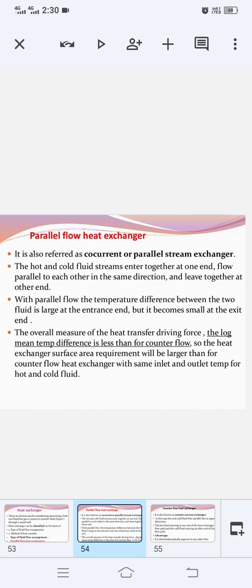Then the overall measure of the heat transfer driving force, the log mean temperature difference, is less than for counter flow. So the heat exchanger surface area requirement will be larger for a parallel flow heat exchanger with the same inlet and outlet temperatures for hot and cold fluid. According to this, when the fluid and the heating medium are entering the exchanger, they will face a large temperature difference, but at the time of exit, the temperature difference between the heating medium and the liquid to be heated will be small.